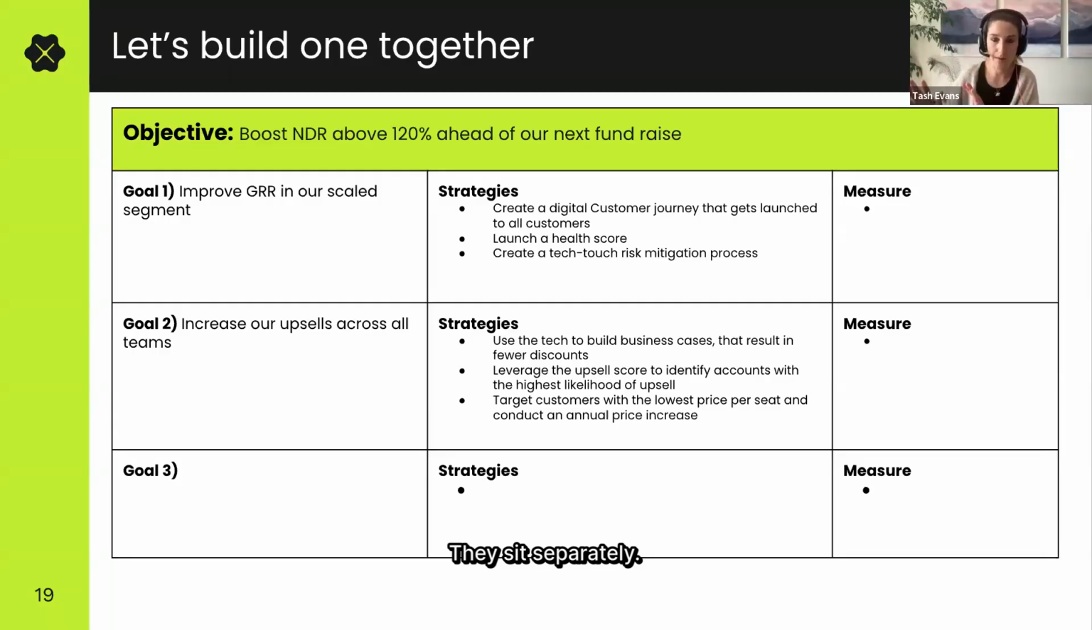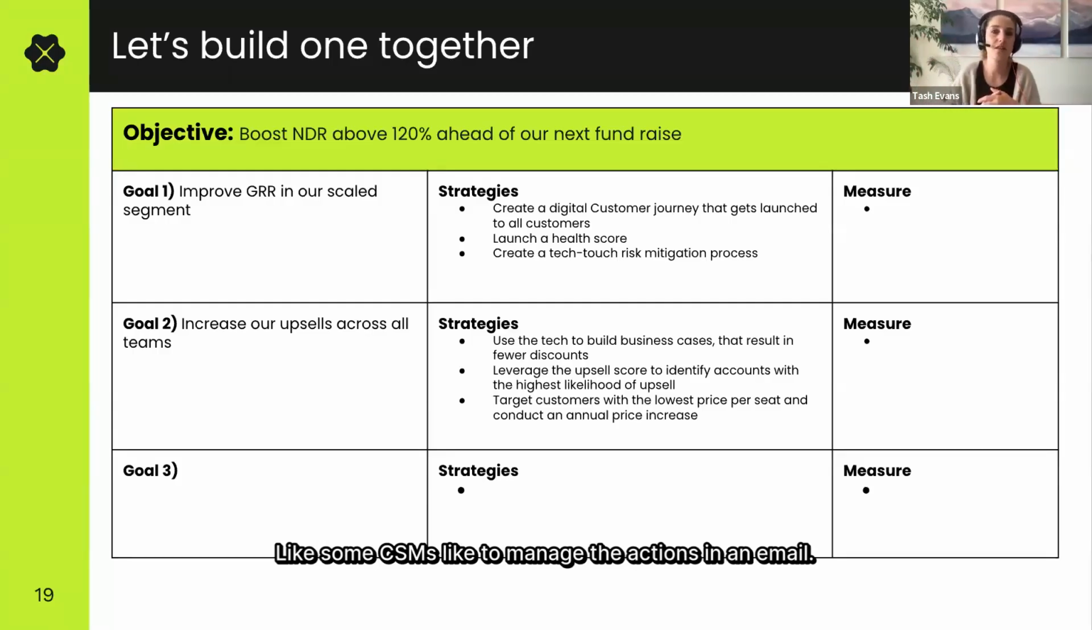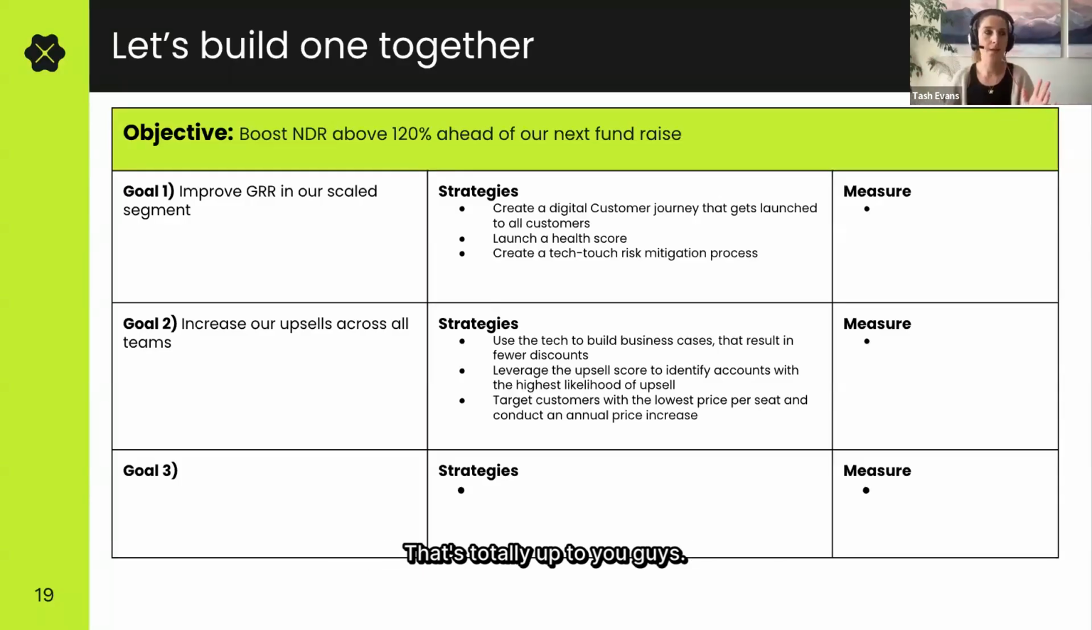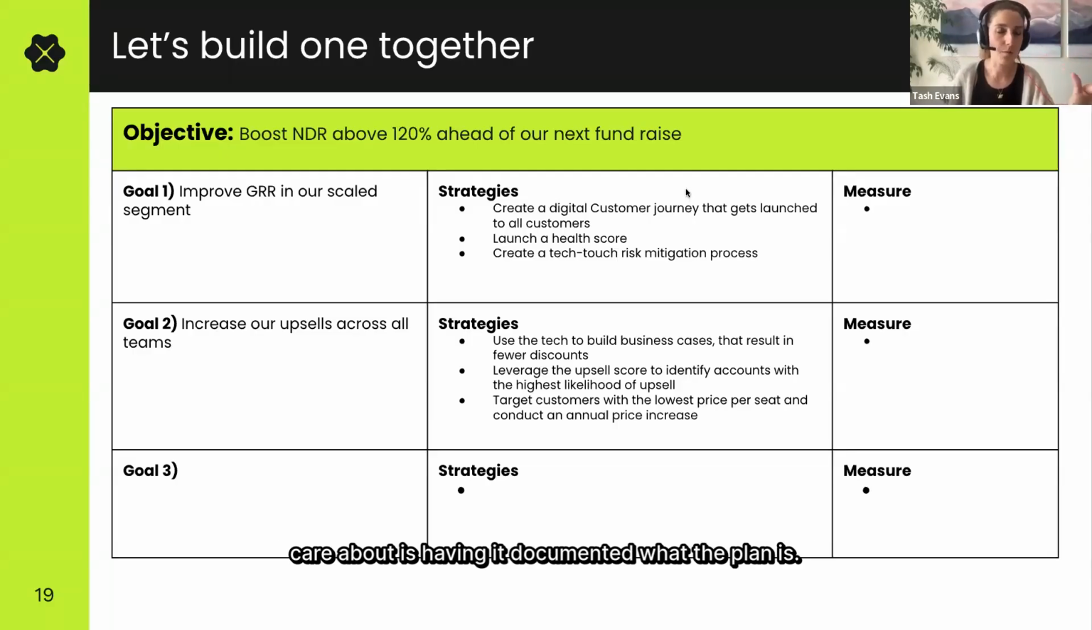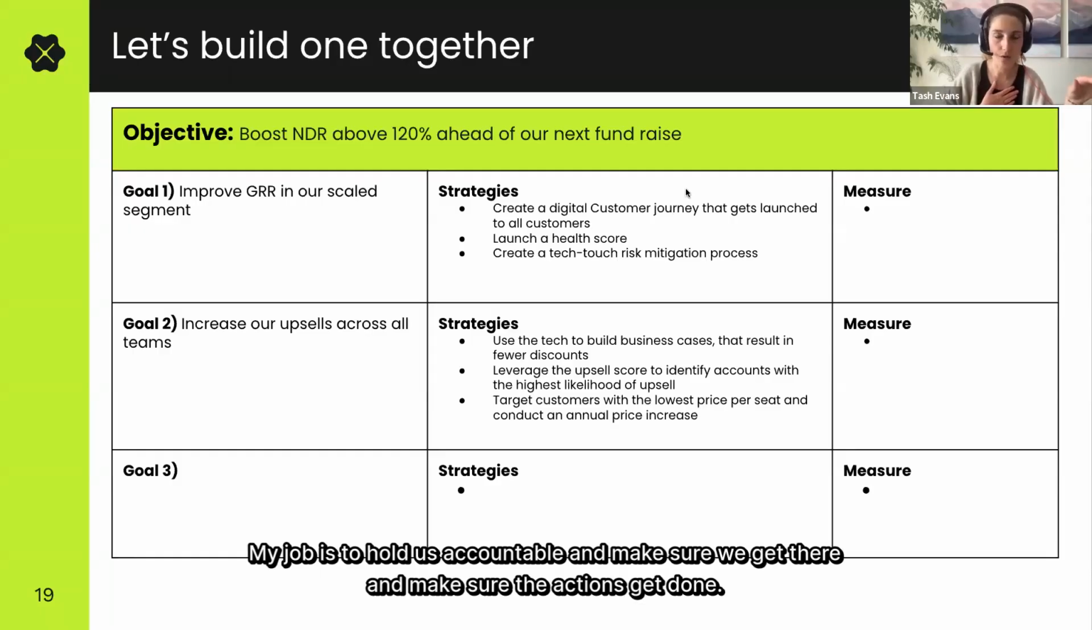They sit separately. Now, you can manage those however you want. Like some CSMs like to manage the actions in an email, they like to manage them in a spreadsheet. That's totally up to you guys. I think about this like a simpler format from a customer. I'm not fussed about having the actions on here because what I care about is having it documented what the plan is. My job's to hold us accountable and make sure we get there and make sure the actions get done.